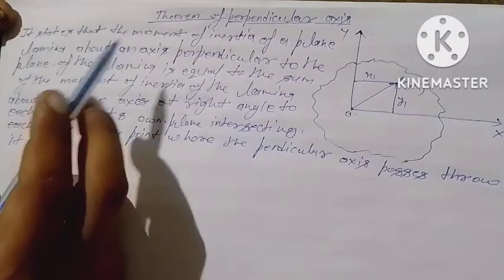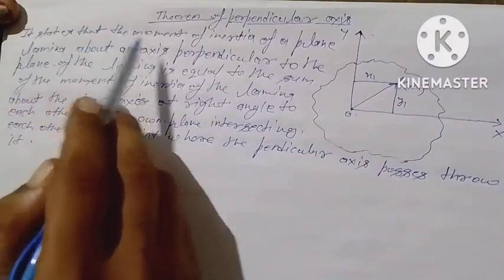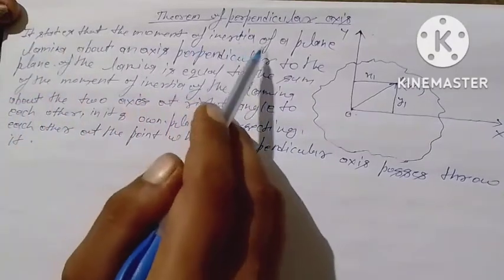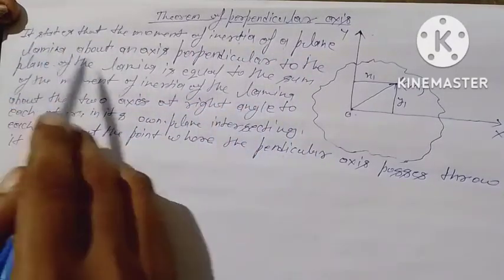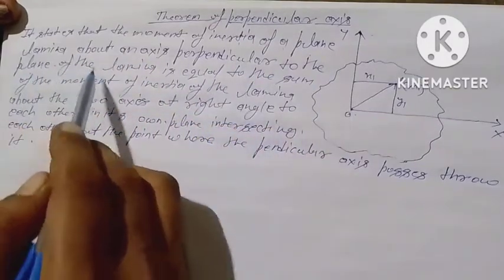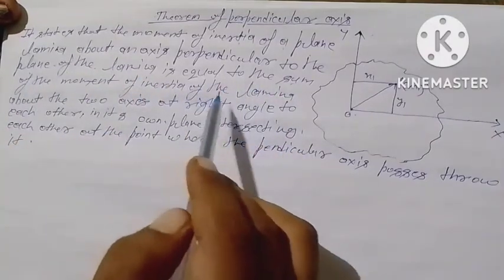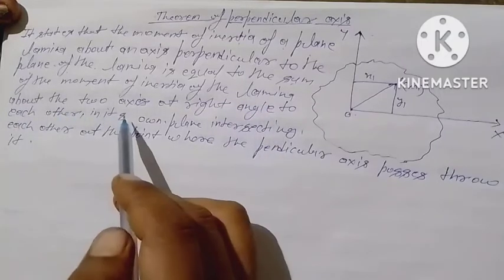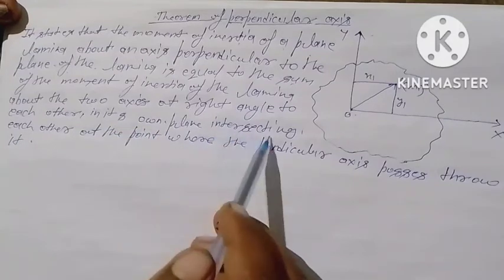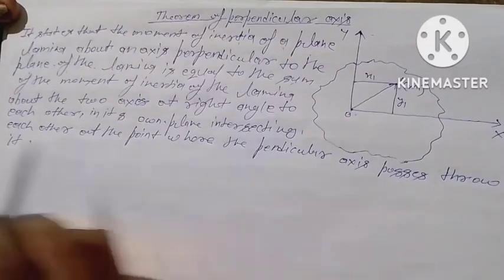Okay? Theorem of perpendicular axis. It states that the moment of inertia of a plane lamina about an axis perpendicular to the plane of the lamina is equal to the sum of the moment of inertia of the lamina about the two axes at right angle to each other in its own plane intersecting each other at the point where the perpendicular axis passes through it.